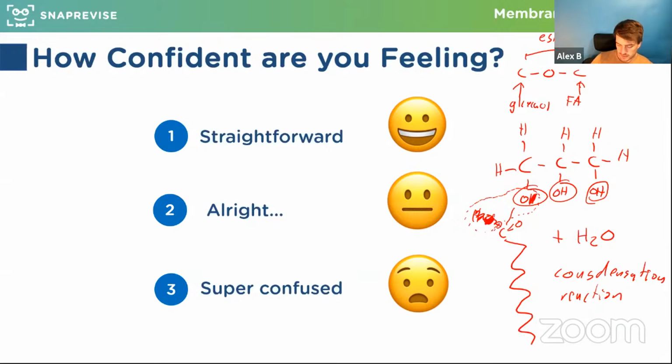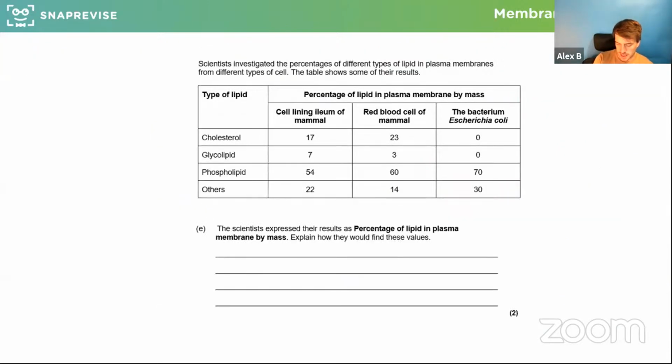Okay. So let's do some exam questions now. So the way we structure these lessons normally is a little bit of learning, going through a topic, and then we do some questions to just check that you guys are understanding. So in this one, scientists investigated the percentages of different types of lipid in the plasma membranes from different types of cells. They then show the results in the table.